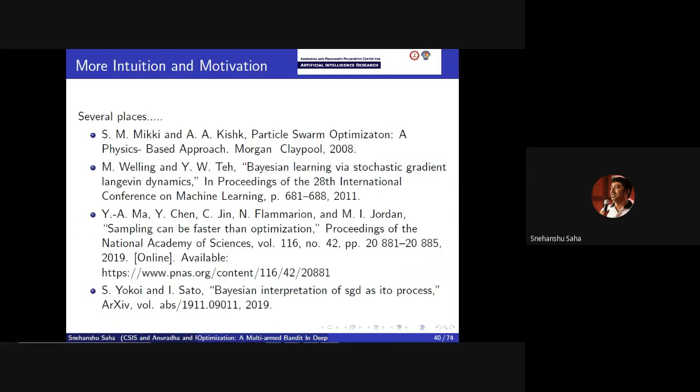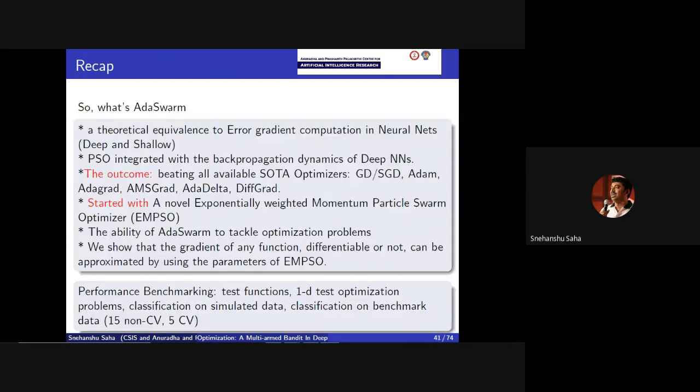So, there are lots of other intuitions and inspirations that we have, but I am just going to skip and give you the big picture. What ADA-Swarm basically is, is a theoretical equivalence to error gradient computation in neural nets. When you do this, it actually helps us avoid the exploding number of particles in the swarm by using the other methods. So we really don't need to do that. In fact, for all our experiments, we kept the swarm population constant, fixed at 50.